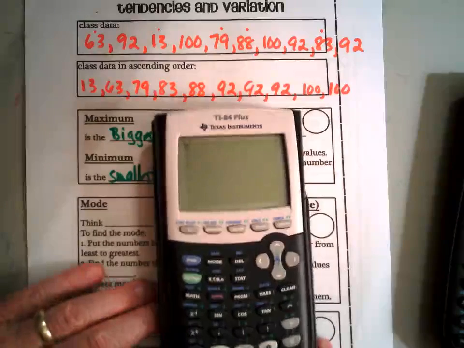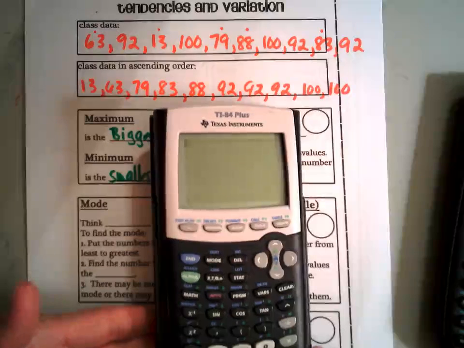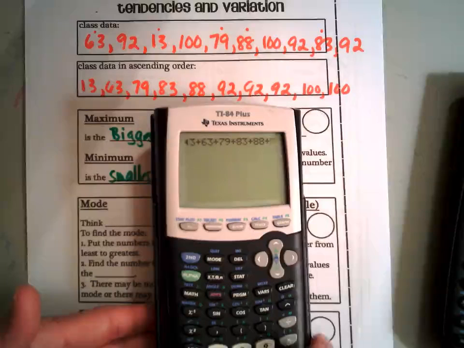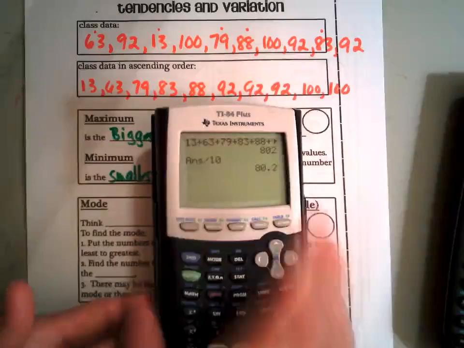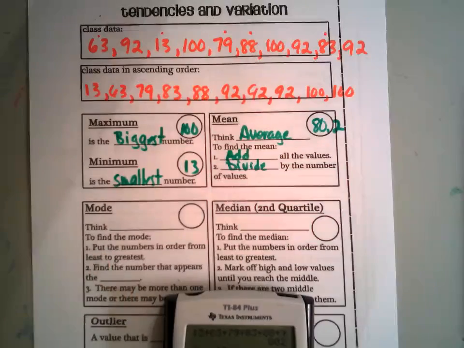real quick, we know that there's 10 values. So 13 plus 63 plus 79 plus 83, 88, 3 92s, and 2 100s. All right, so we divide that by the number of values there are, which is 10, and so we get an average of 80.2. All right, so in a few minutes I'll show you how to get all that data in the calculator.